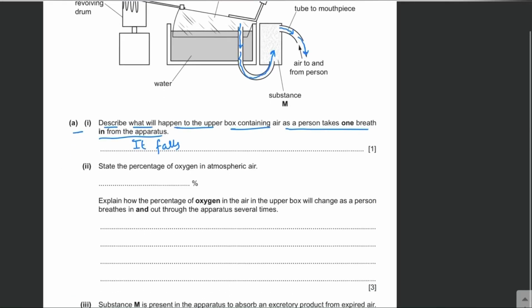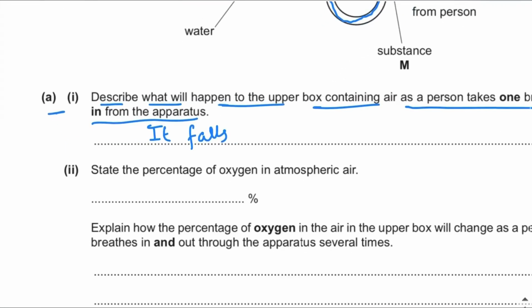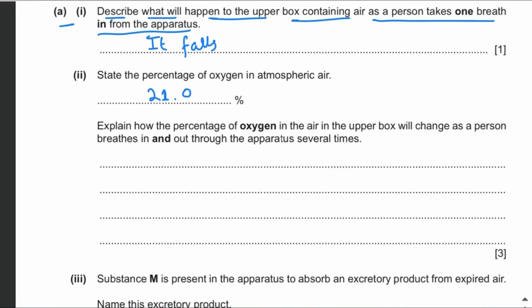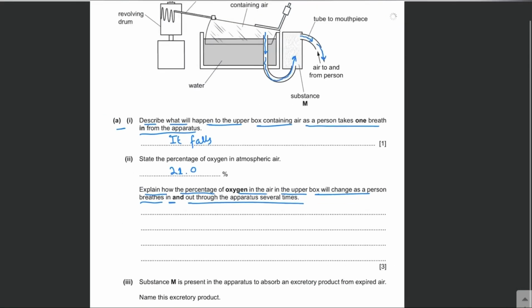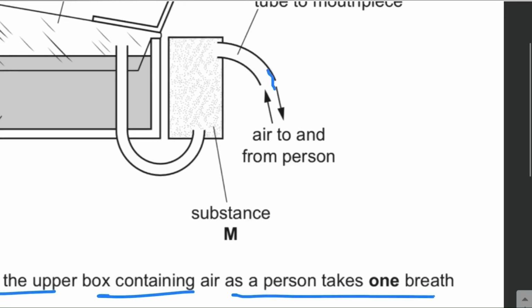Okay, state the percentage of oxygen in the atmospheric air. So guys, we know that the percentage of oxygen in the atmospheric air is 21.0%. Explain how the percentage of oxygen in the air in the upper box will change as a person breathes in and out through the apparatus several times. So they're saying that if a person is breathing in and out through the apparatus several times, what will happen to the percentage of oxygen?